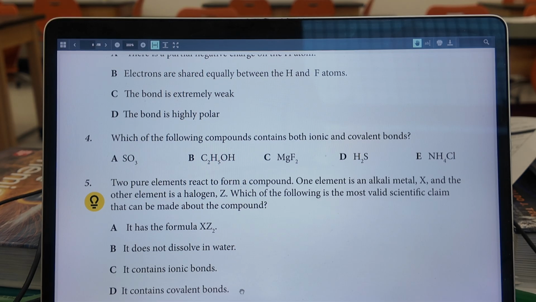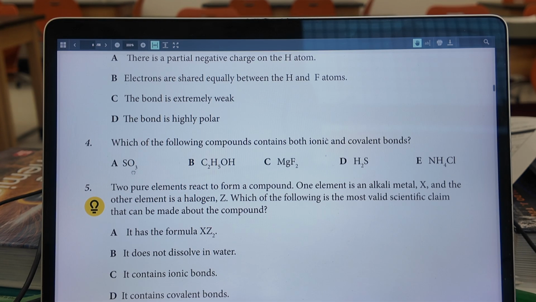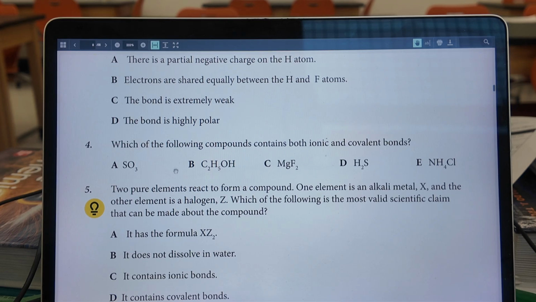The next question. Which of the following compounds contains both ionic and covalent bonds? So you should be looking for something that'll have an ionic and a covalent bond. So S and O, if you look at a periodic table, I don't want to exit the screen, but if you look at a periodic table, let me see if I can find one.